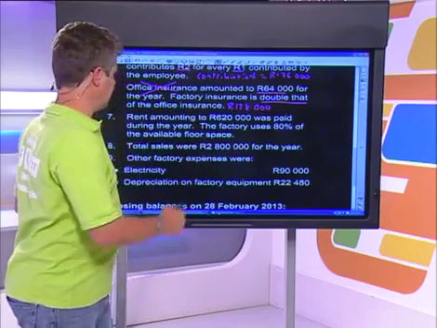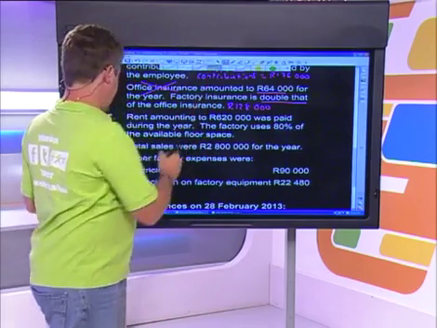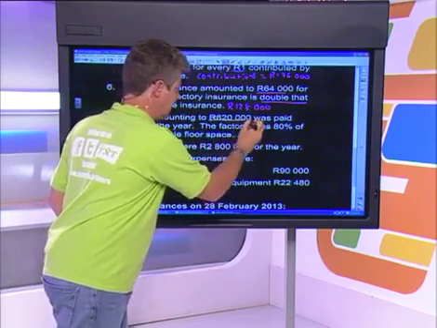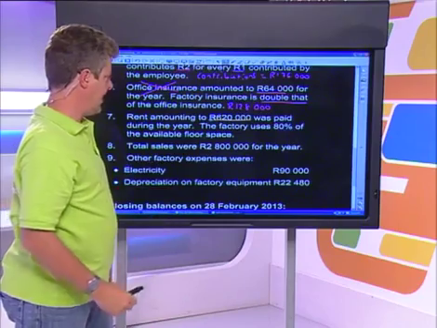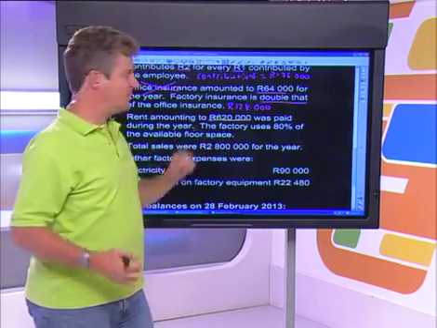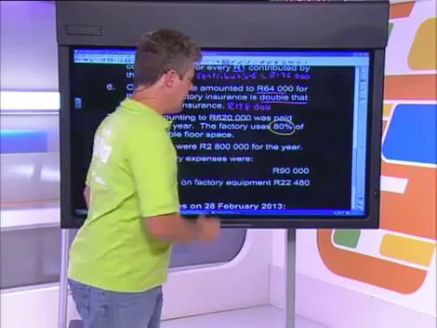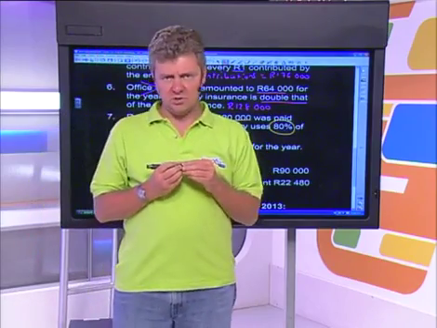Next question is also similar to that. It says that rent amounting to 620,000 was paid during the year. So our total rent for the office, for the factory, for the shop, for every other part of the business that we have came to 620,000 Rand. And it also tells us that the factory uses 80% of the available floor space.